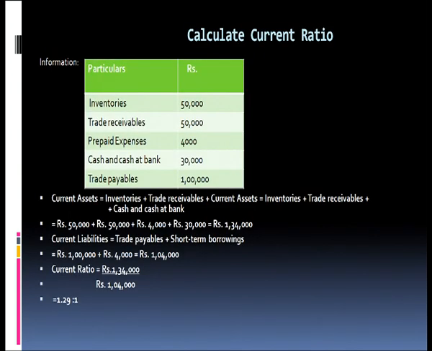Now, if we go back to our current ratio formula, it says current assets upon current liabilities. So, now we divide 1,34,000 by 1,04,000 and it gives a ratio of 1.29:1, which is not very close to the ideal ratio, but nonetheless it is moderately inclined towards the ideal ratio.